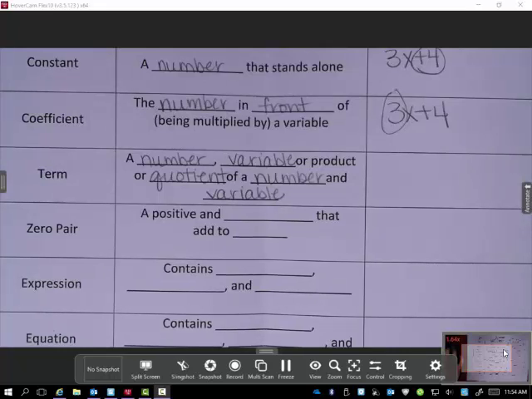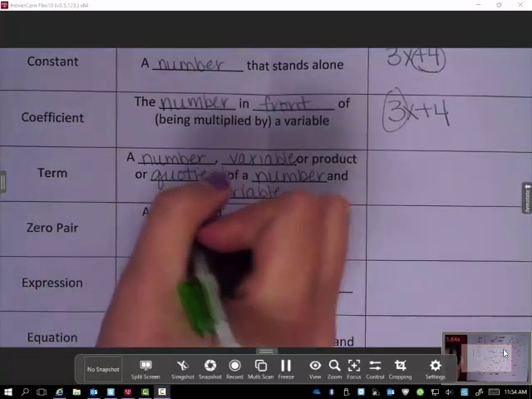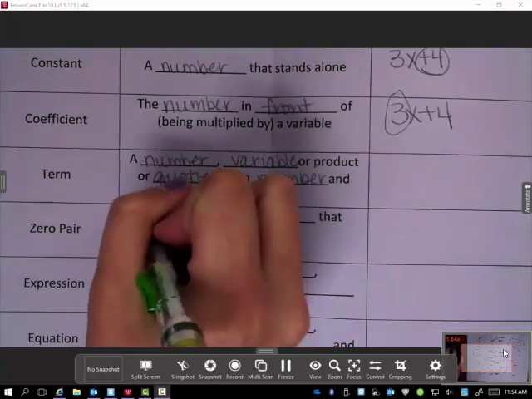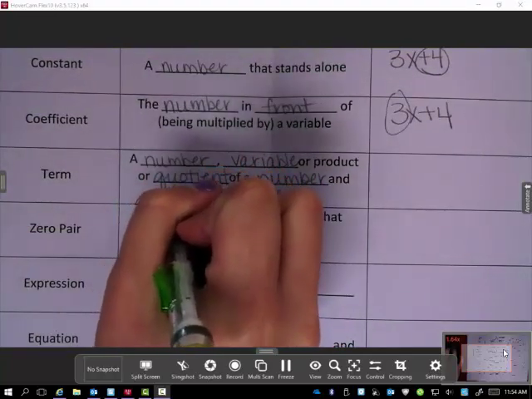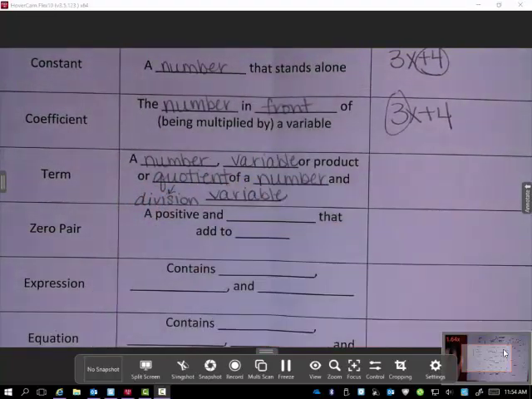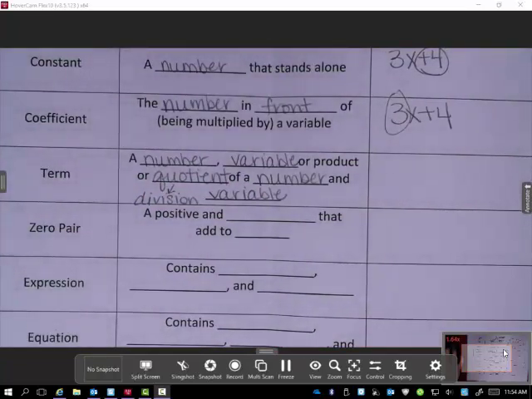What does the word product mean? It's the answer to a multiplication problem, right? What does quotient mean? It's the answer to a division problem. So what I want you to do is draw an arrow and write division. That way, if you look back at that definition, you know what that word means.